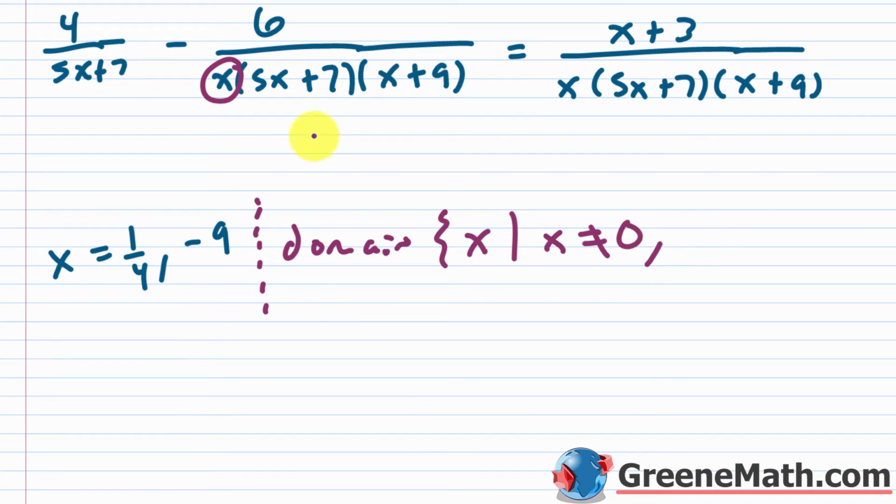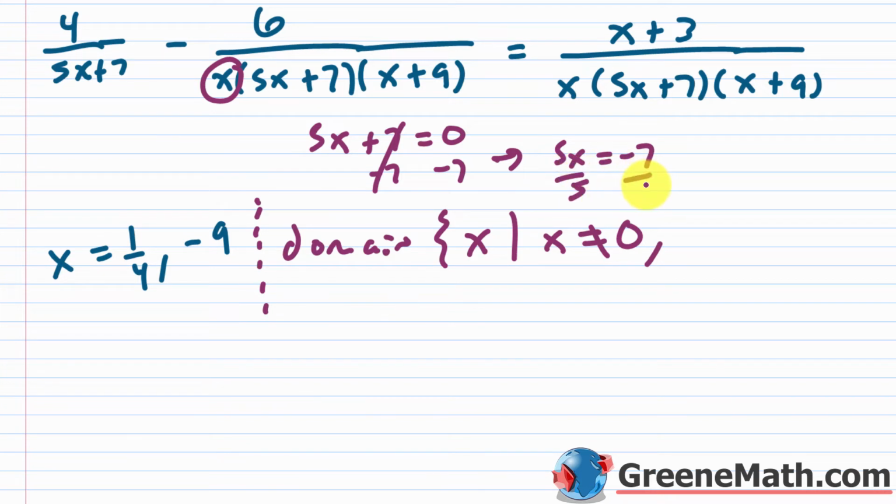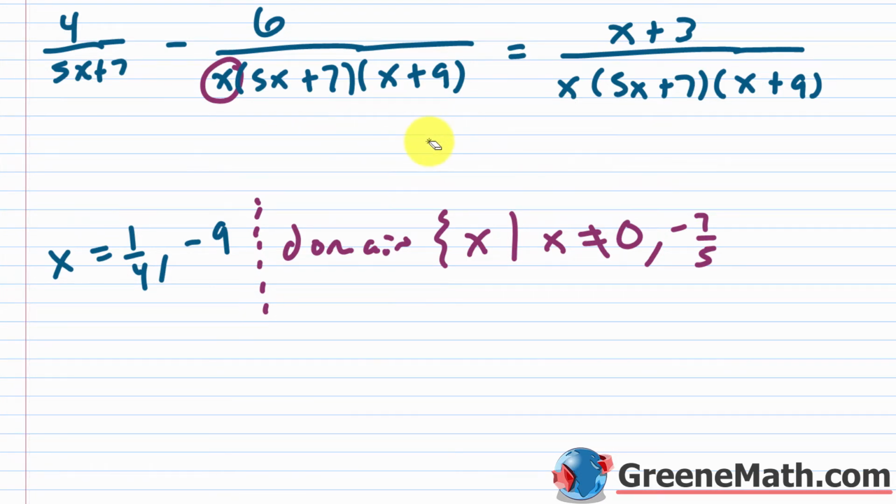Then the other guy is 5x plus 7. You'd have to set that equal to 0 and solve. Subtract 7 away from each side. Cancel this. You would have 5x is equal to -7. Divide both sides by 5. And so x can also not be -7/5. Then the last guy, we would take x plus 9 and set that equal to 0. And we would say that the solution there is x equals -9. Okay. So let's look through our solutions here, because again, the domain is a set of all x such that x is not 0, -7/5, or -9.